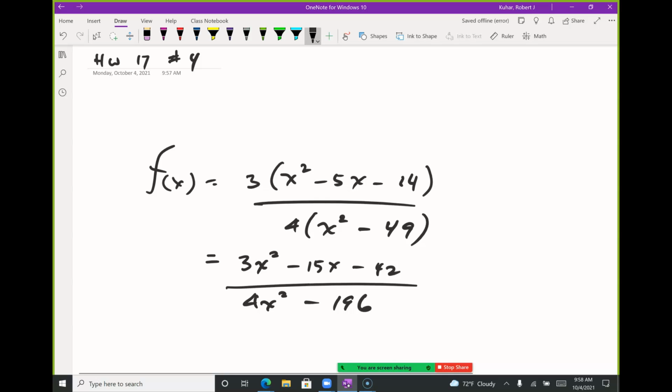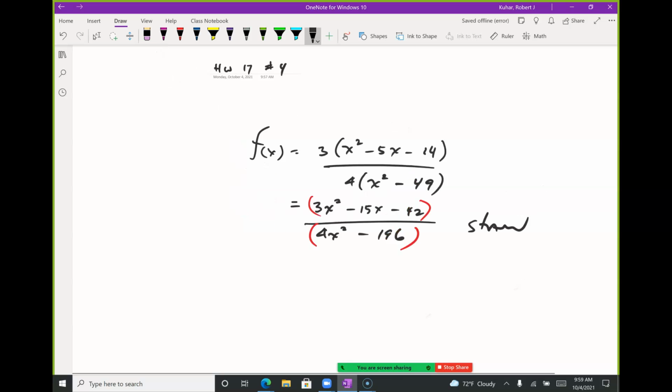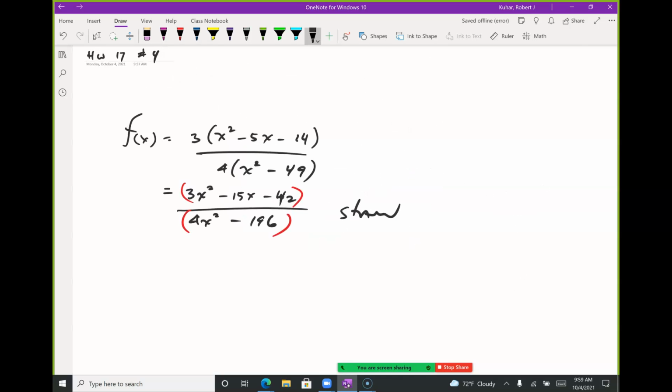Yep. So there's my standard form, right? What I would put in the calculator. Is that 42 after 15? Yes. 3 times 14. Am I right? 3 times 14. Yeah, 42. And then this is my standard form.